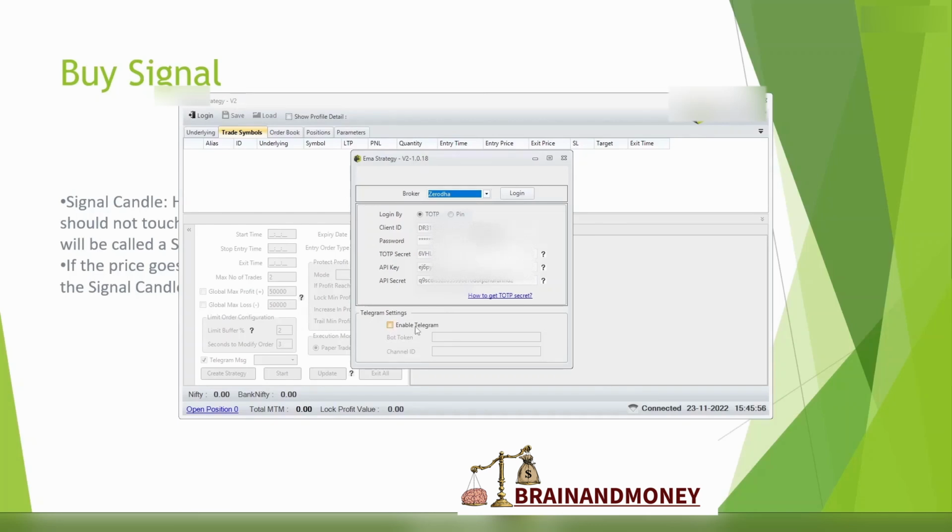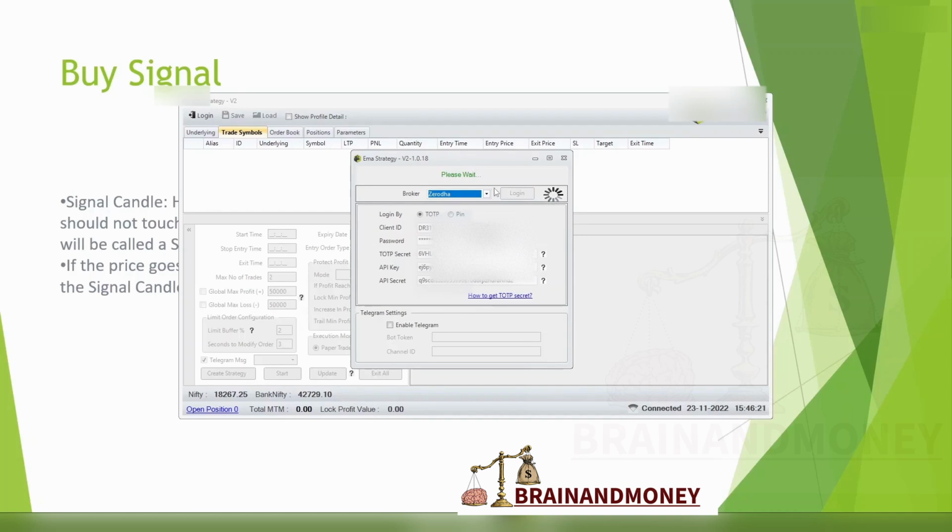So if you want to enable Telegram, you can just click on this and fill up these details, and it will send the details on that channel. Our team will help you with the setup of the software, the Telegram channel integration and everything. So once you have entered all the required details, you can just click on login. It will automatically do the login.